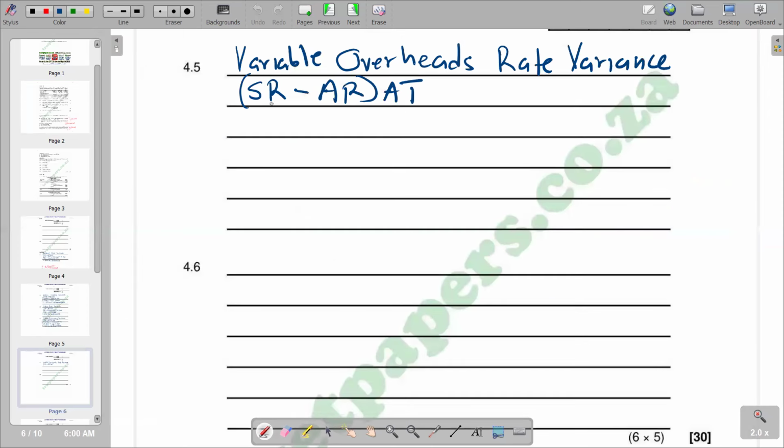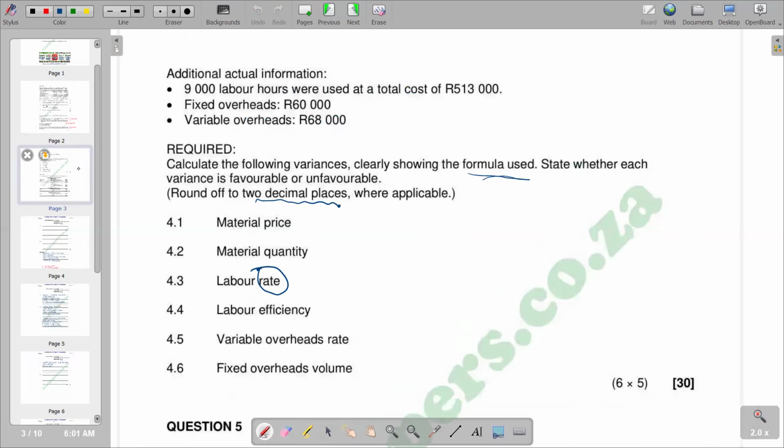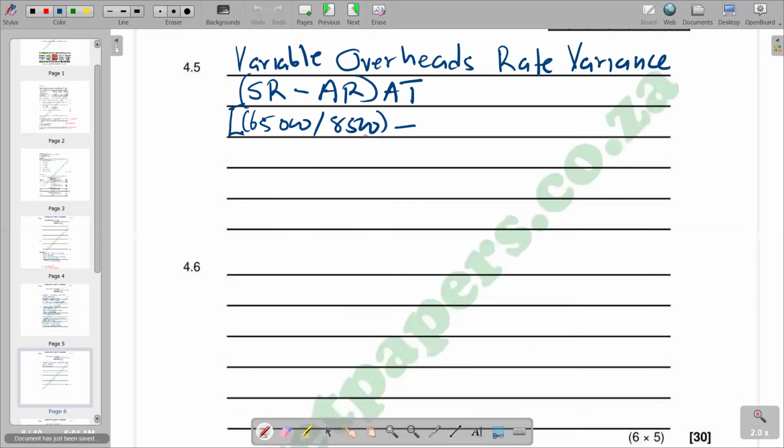So we come here and say 65,000 divided by 8,500. That's how we get there, and then we formulate another outer bracket. We subtract the actual rate. Remember, we're dealing with variable overheads, so we go to the actual information, where we are given actual variable overheads of 68,000, and we know that the actual number of hours is 9,000. So to get the actual rate, we get 68,000 divided by 9,000. So we are saying minus 68,000 divided by 9,000. So this is our calculation.